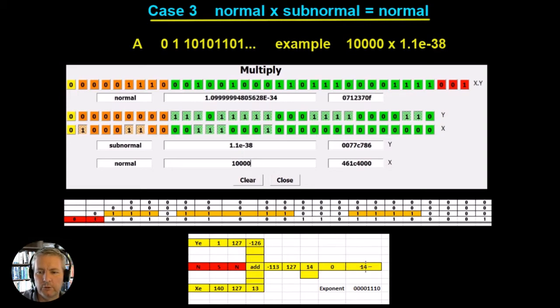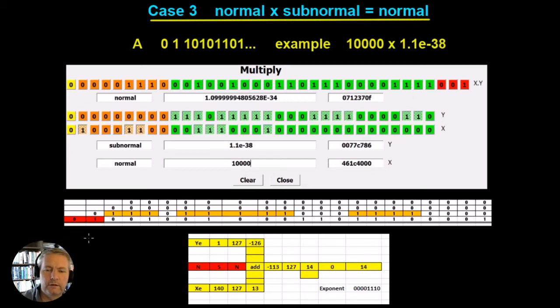So it means that the final output is 14, and this is the binary value for 14, and that's what we've got at the output here. It's a normal number and this is a value 14, and we have the mantissa is the rest of the 23 bits here, which have been rounded, and that's what we've got here.